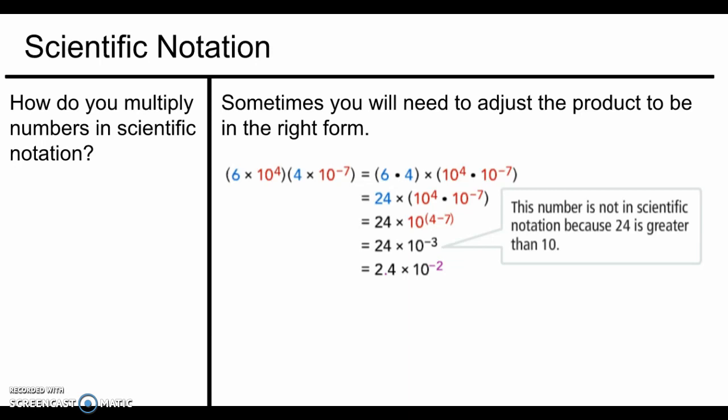This number is not in scientific notation because 24 is greater than 10. Remember, to be written in scientific notation, the first factor has to be greater than or equal to 1, but less than 10. So we're going to move our decimal to be between the 2 and the 4. So that gives us 2.4 times 10 to the negative second power.